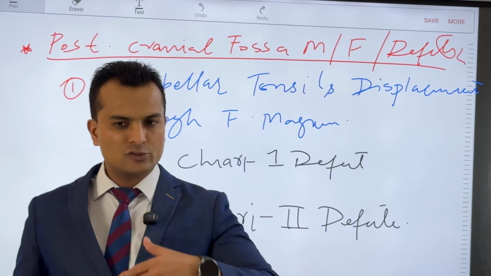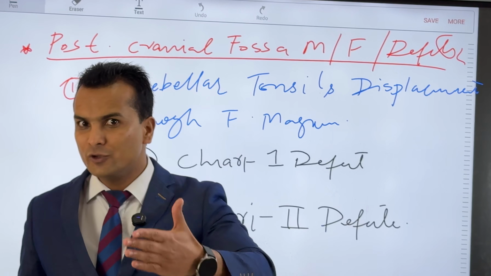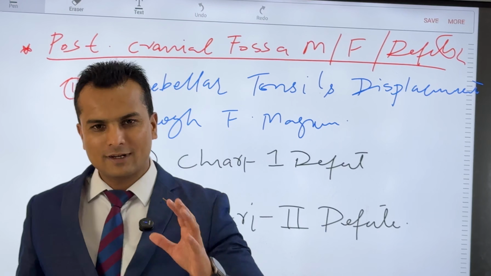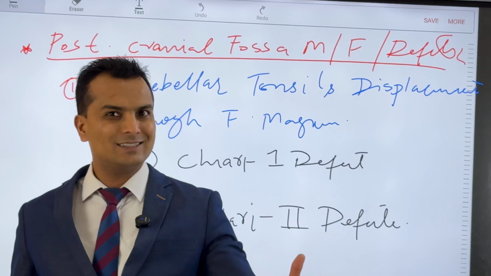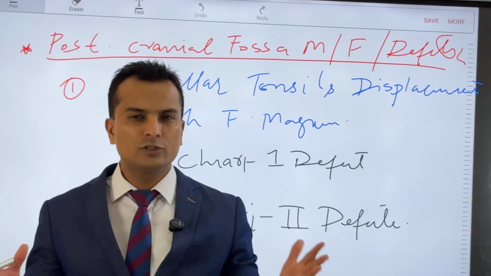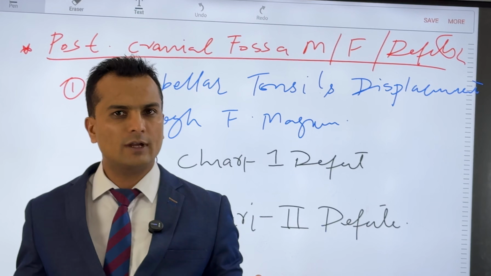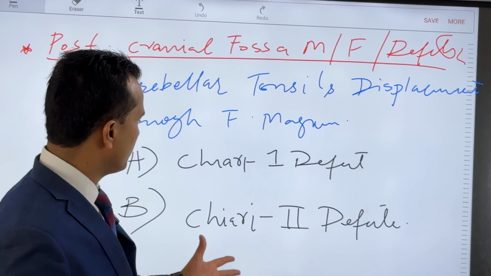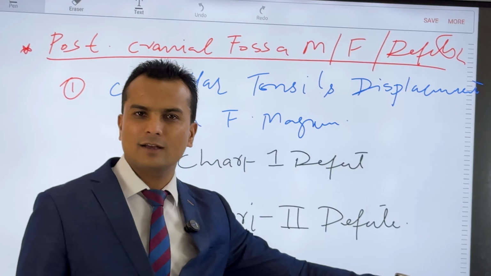So it means such defects are going to block your CSF pathway. There will be no communication from the fourth ventricle to the central canal and to the subarachnoid space. So there will be increased CSF pressure, and that may lead to hydrocephalus and increased ICP. This type of hydrocephalus is basically called non-communicating hydrocephalus, and it is associated with Chiari type 2 defect also.